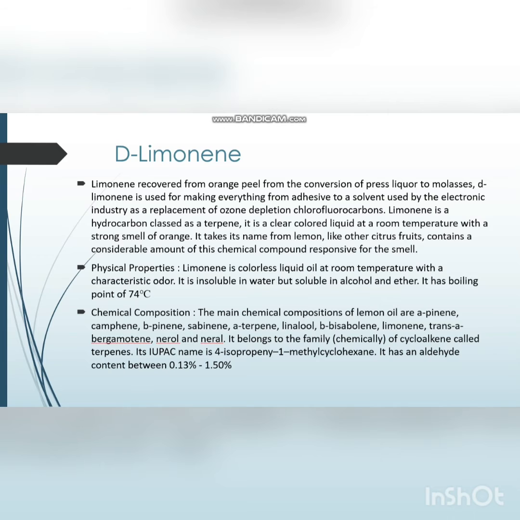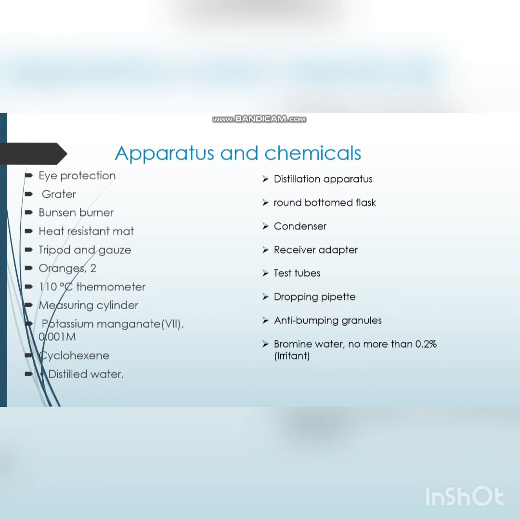Chemical composition. The main chemical components of lemon oil are alpha-pinene, camphene, beta-pinene, sabinene, alpha-terpinene, linalool, beta-bisabolene, limonene, trans-alpha-bergamotene, nerol, and neral. It belongs to a chemical family of cycloalkenes called terpenes. Its IUPAC name is 4-isopropenyl-1-methylcyclohexene. It has an aldehyde content between 0.13% to 1.50%.